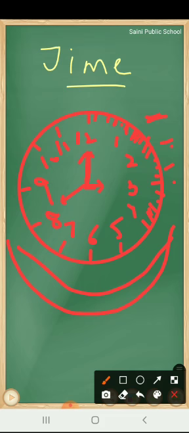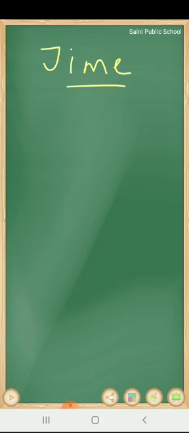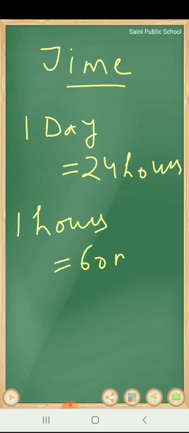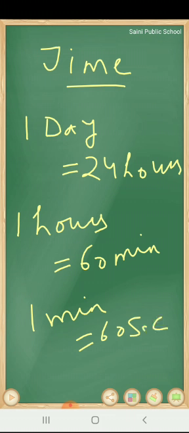Now you should remember that in one day there are 24 hours. In 1 hour there are 60 minutes, and in 1 minute there are 60 seconds. You should remember this. In one day there are 24 hours, in 1 hour there are 60 minutes, and in 1 minute there are 60 seconds.